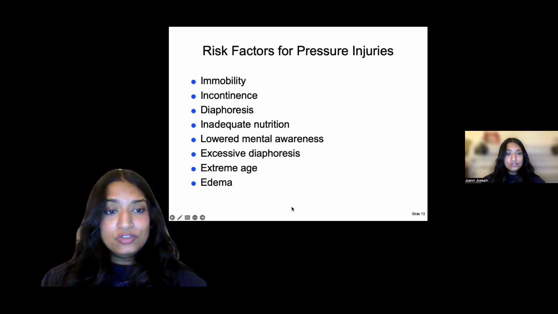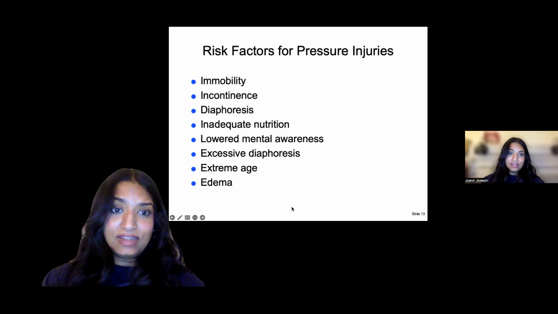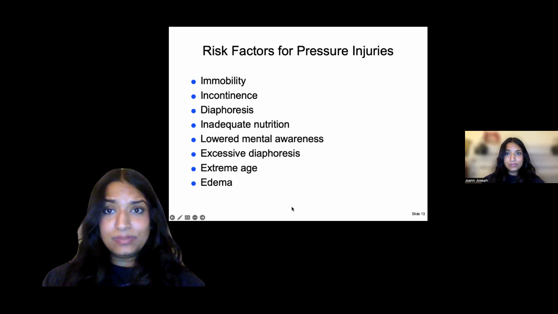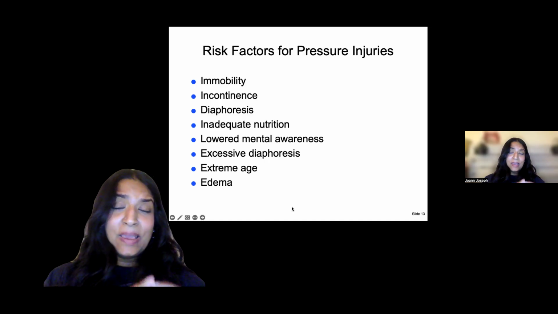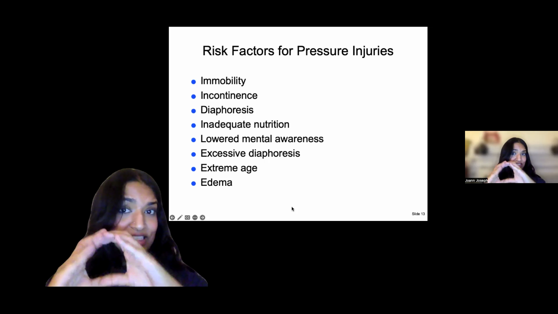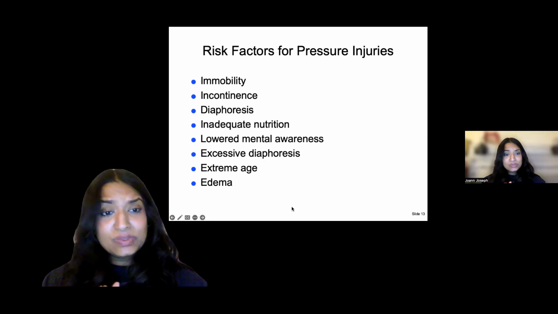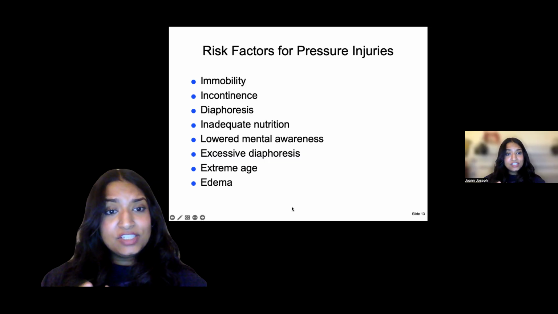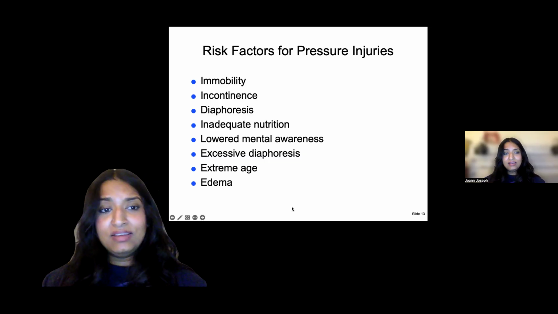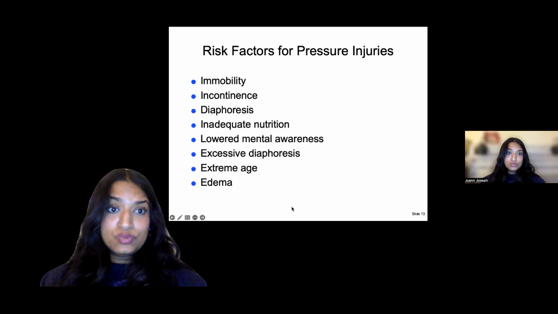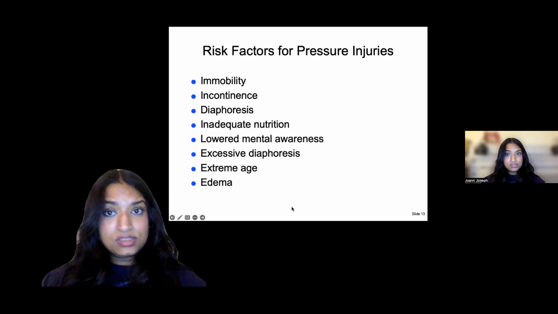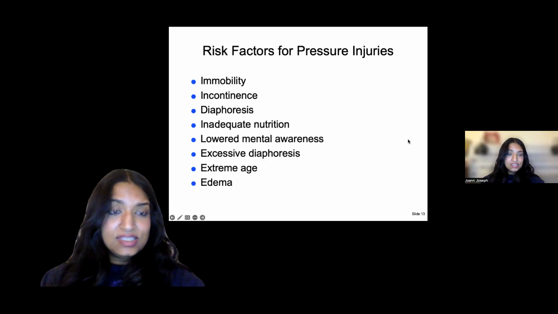Diaphoresis, inadequate nutrition we covered, lowered mental awareness. Some of these patients are not in their right mind, so they will not even know that they are experiencing pressure injuries. Sometimes they will not even know that they have a big, massive pressure injury, like this big. You will see a lot of older clients who are not mentally aware, and they will not know that they're in pain. So that is why it is the nurse's responsibility to make sure they're assessing and not just going off of what a patient is telling you. Excessive diaphoresis, extreme age, and then edema, which is swelling.